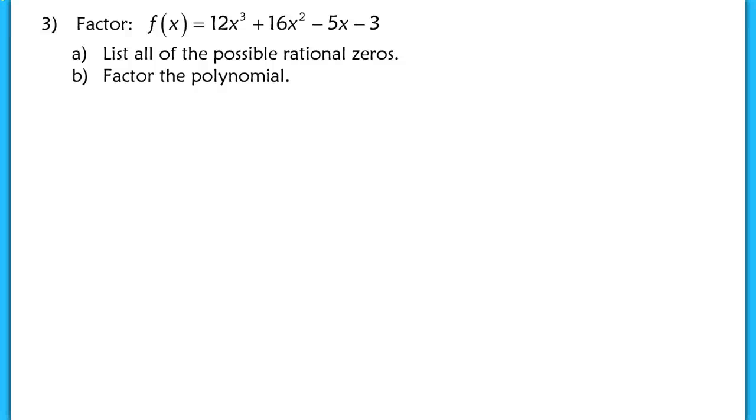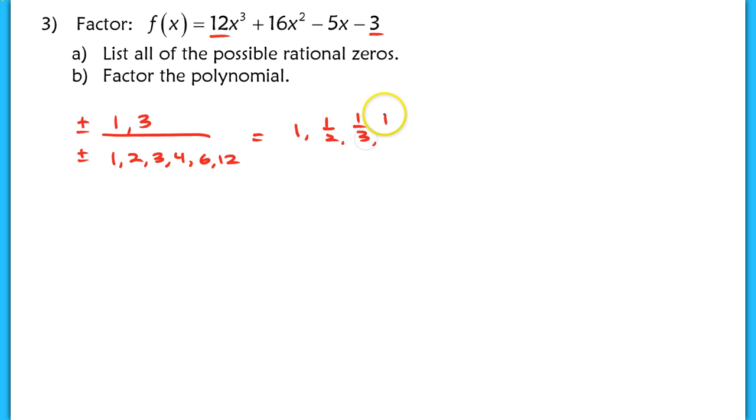Alright, to answer part A here, to list all the possible rational zeros, I'm going to take my P over Q values. So I have factors of P, which are 1 and 3, and factors of 12: 1, 2, 3, 4, 6, and 12. So my possible rational zeros are 1, 1 half, 1 third, 1 fourth, 1 sixth, and 1 12th.